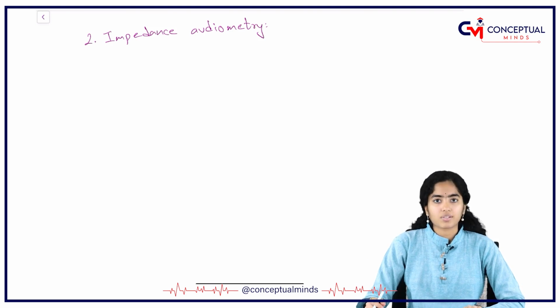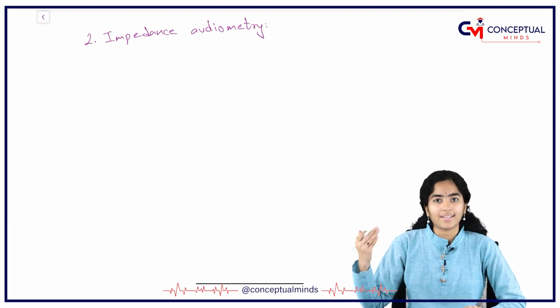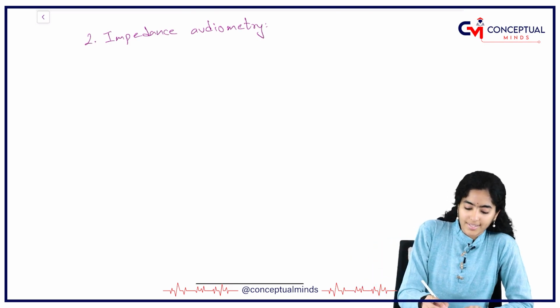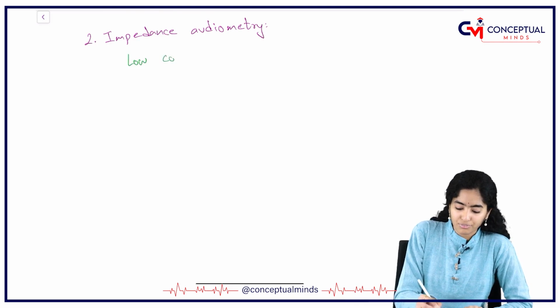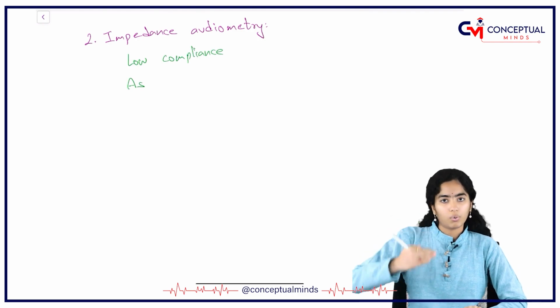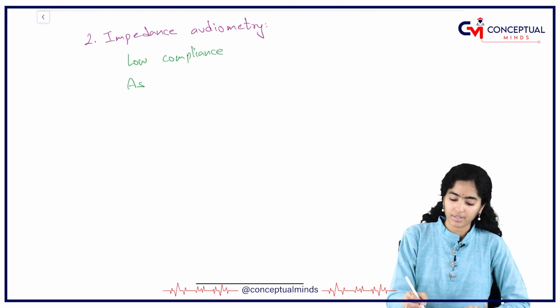And when stapes footplate is fixed, what will happen to the compliance? Compliance decreases. There is low compliance, and how do we see that in the graph? It is an AS type of graph that is observed, lower in compliance than the normal A type graph.